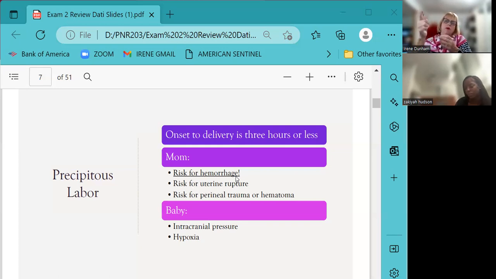She's at risk for uterine rupture because, again, those contractions are one after the other. That can make the uterus rupture. We don't want uterine hyperstimulation. No, we don't, not at all. And then a risk for peritoneal trauma, or even worse, you get a hematoma in the vagina, and that's very, very painful. A hematoma is a collection of blood.